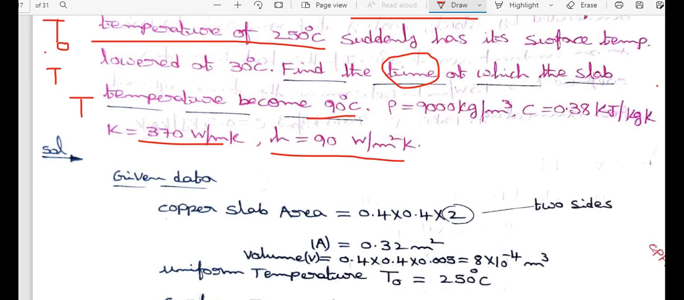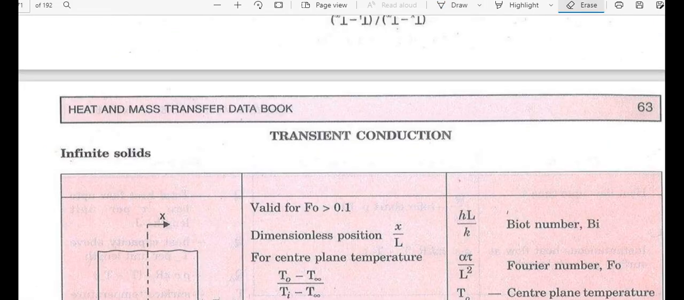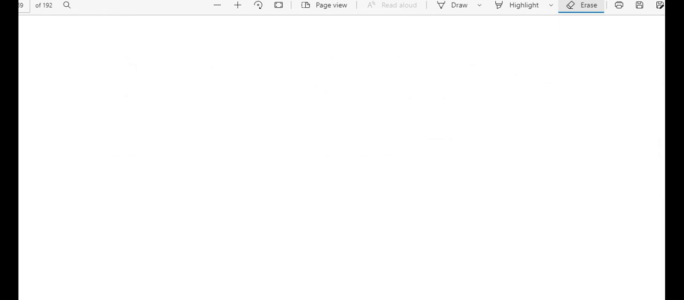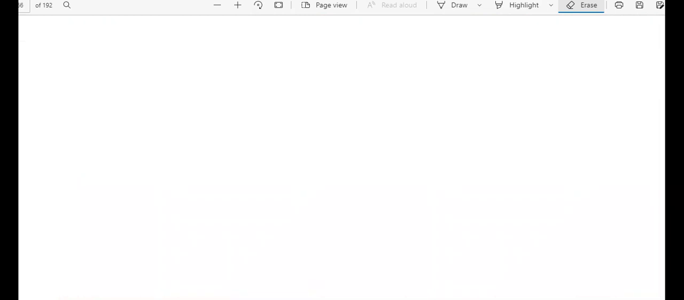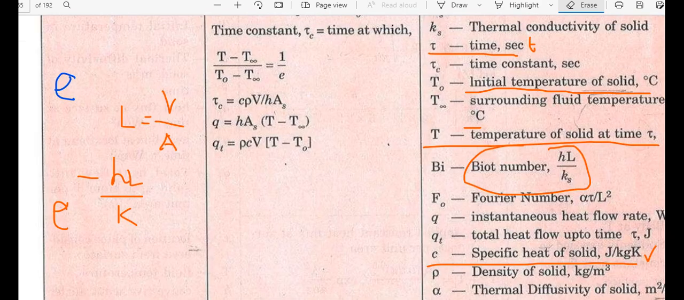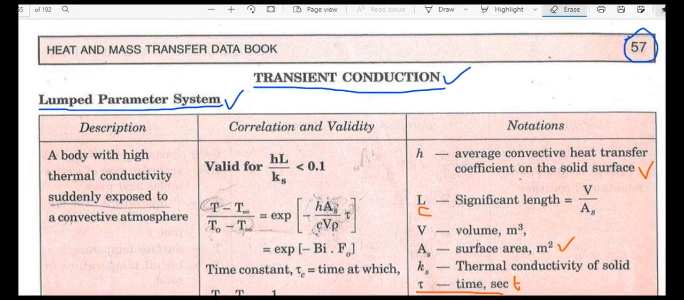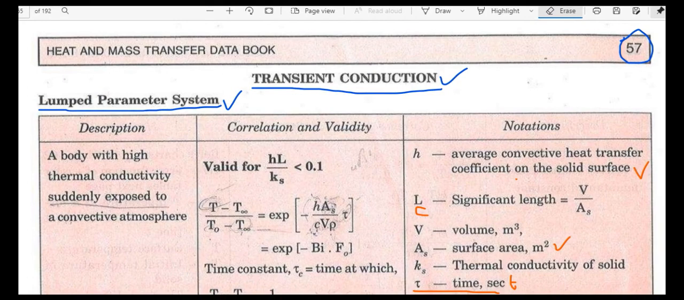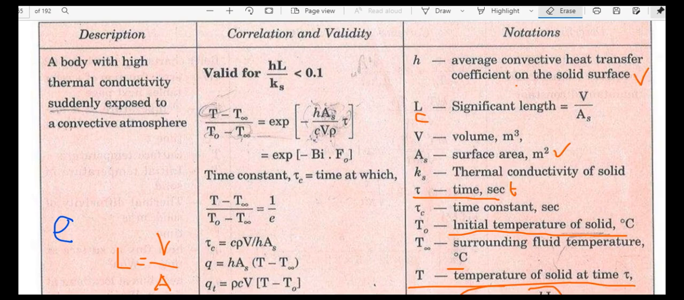So how can you solve this problem? Here we have to find the time. The temperature and time dependence is given in the data book, transient heat conduction, page number 57. Lumped parameter equation, so this is the time factor formula.